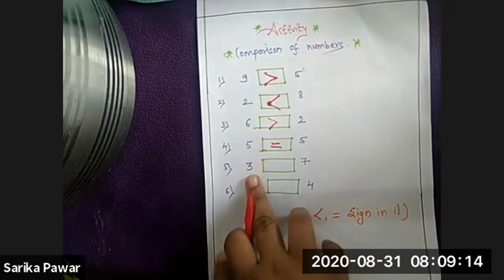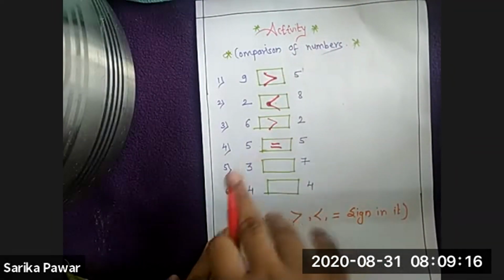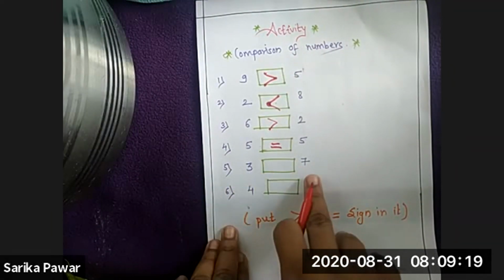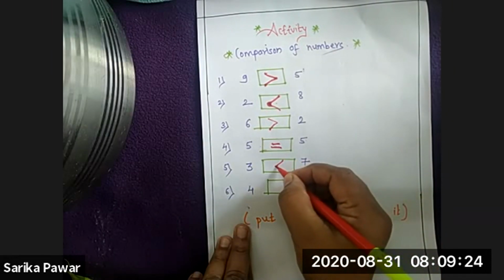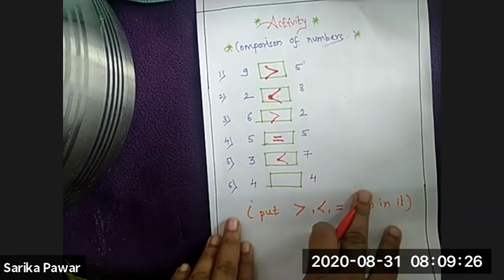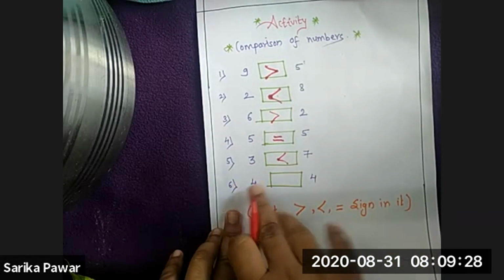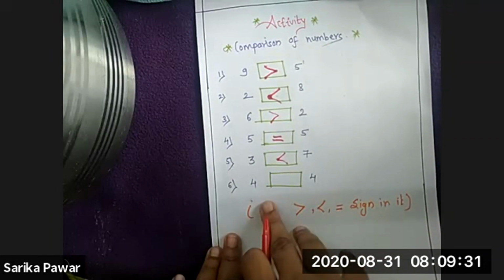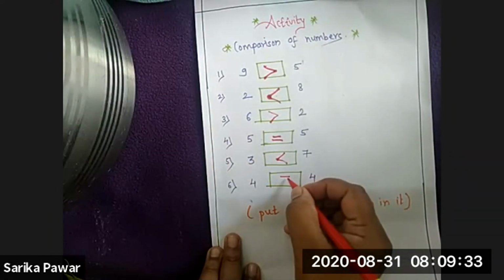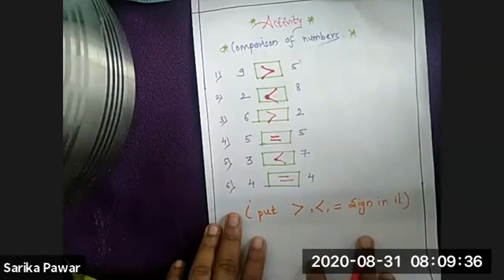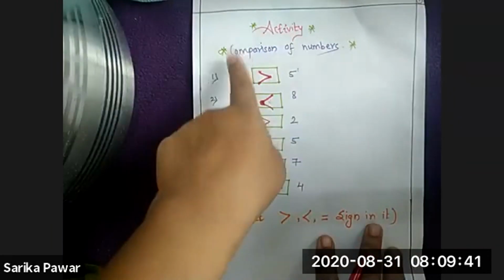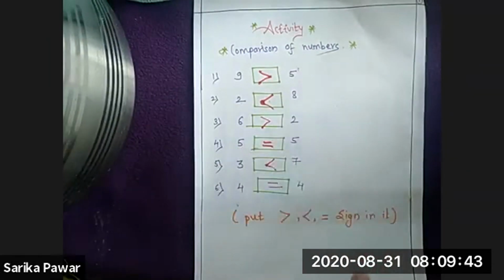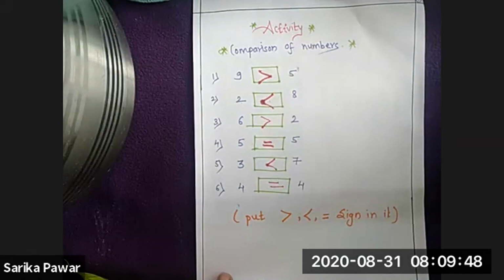Next, 3 and 7. Problem number 5. 3 and 7. 7 is greater than 3. Problem number 6. 4 and 4. Both numbers are the same. So we will put the equal sign here. Isn't it? So what did we learn? Comparison of numbers. So students, today we are going to learn comparison of fractions.